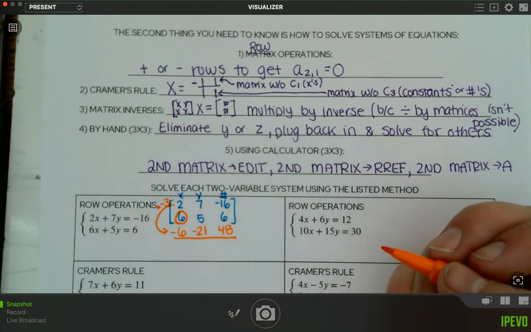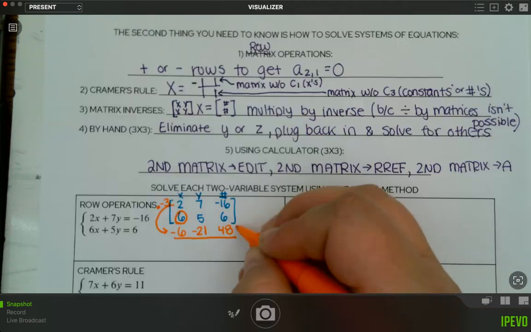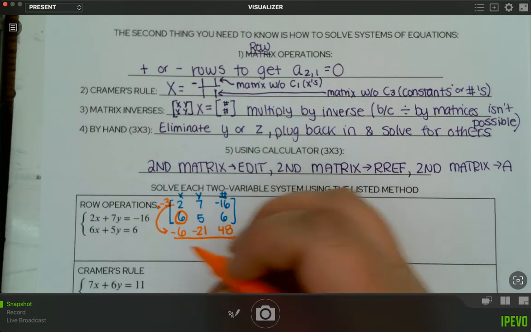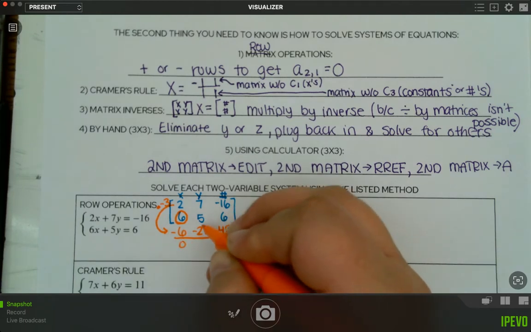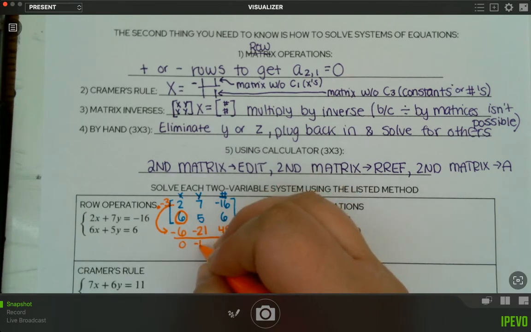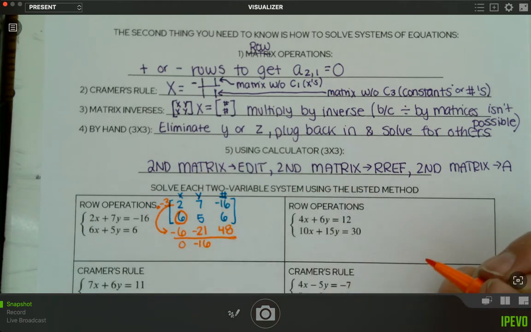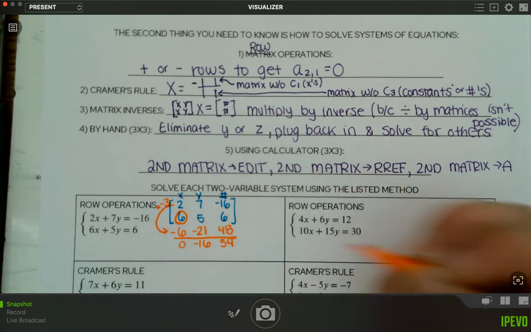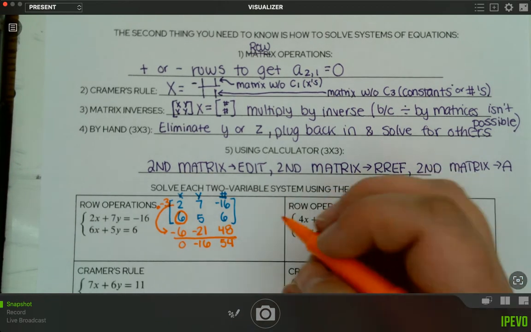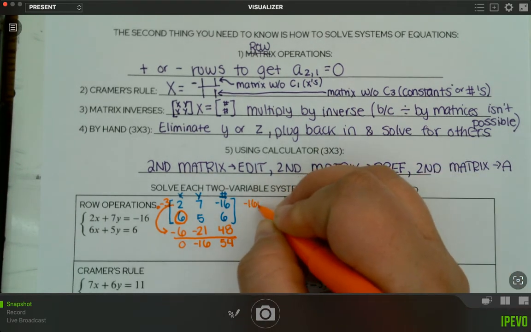And then I'm going to add these two rows together. 6 minus 6 is 0. 5 minus 21 is -16. And 6 plus 48 is 54. And then basically what you have now is the equation -16y equals 54.